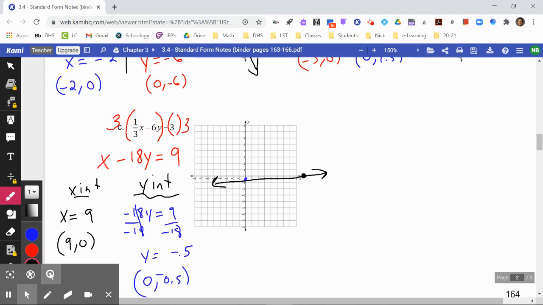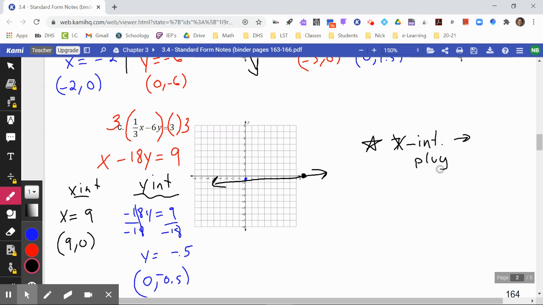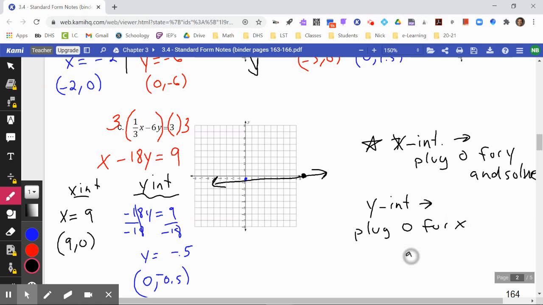And that's standard form. Just two things to remember. To find your x-intercept, we're going to plug in 0 for y and solve. And to find your y-intercept, we're going to plug in 0 for x and solve. So we're going to have to solve two different equations, one for our x-intercept and one for our y-intercept.